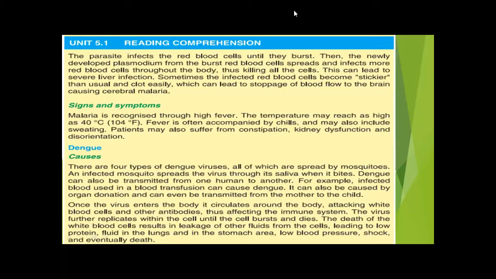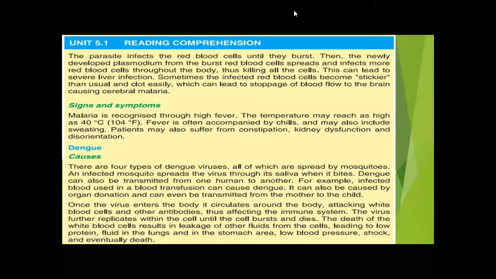And do you know that dengue cannot be spread directly from one person to another? In rare cases, dengue can be transmitted during organ transplantation or blood transfusions from infected donors. And there is also evidence that an infected mother can transmit the dengue virus to her child. But despite these rare cases, the majority of dengue infections are transmitted by mosquito bites. The dengue virus directly attacks white blood cells and other antibodies. This virus can also affect the immune system.